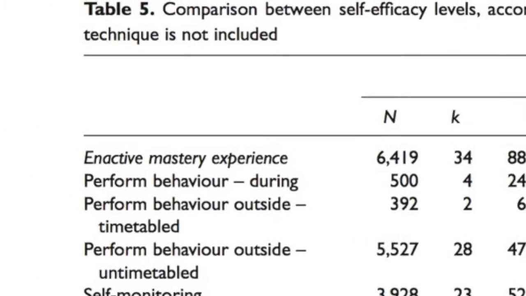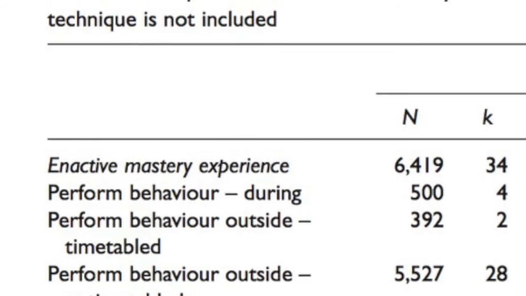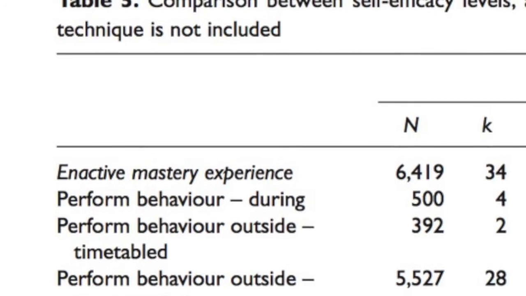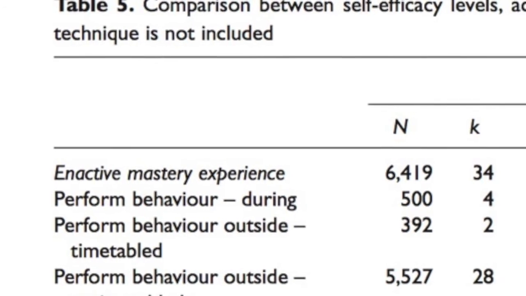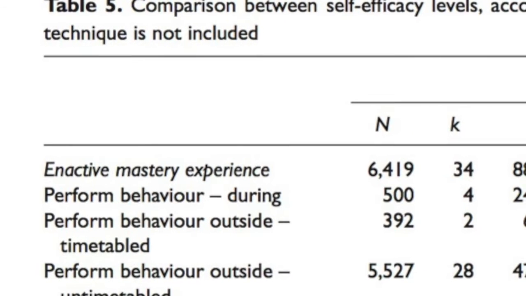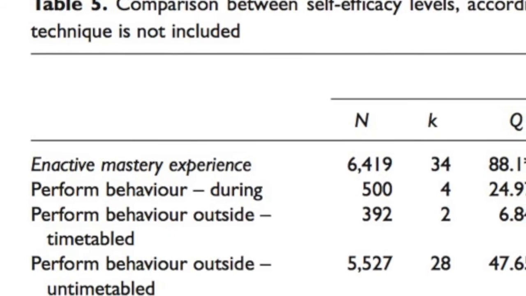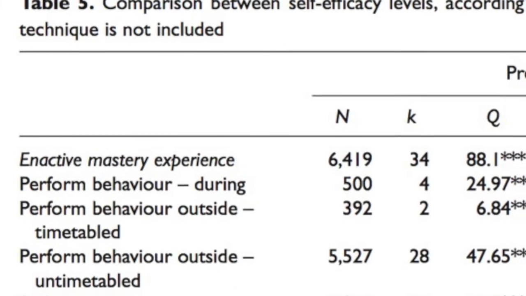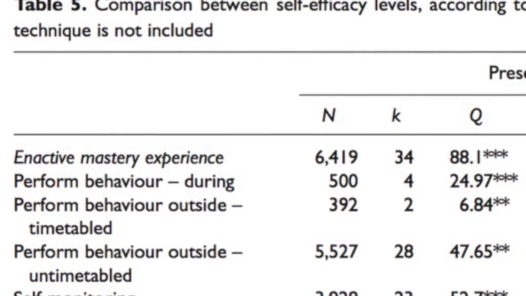First of all, capital N is the number of participants that were in that condition. So 6,419 people did a condition with an active mastery experience. K is the number of studies that included an active mastery experience within them.